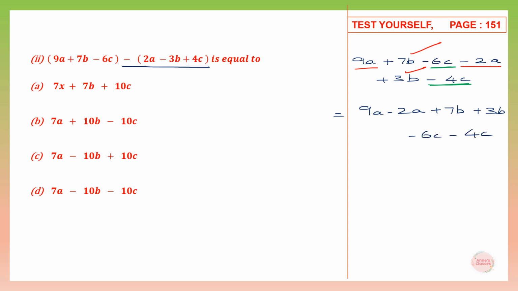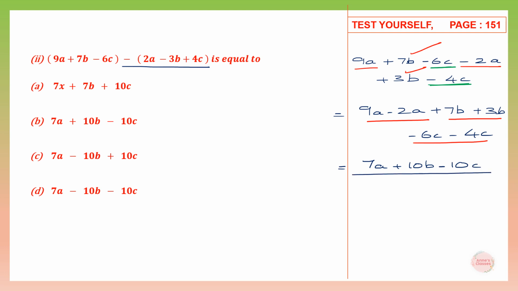Now let's work on the like terms. So 9a minus 2a. That is 9 minus 2, which is 7. 7a. Let's take the b's. 7b plus 3b. 7 plus 3 is 10. So that is plus 10b. Now here we have minus 6c minus 4c. Signs are the same. Put the same sign and add. 6 plus 4 is 10, minus 10c.